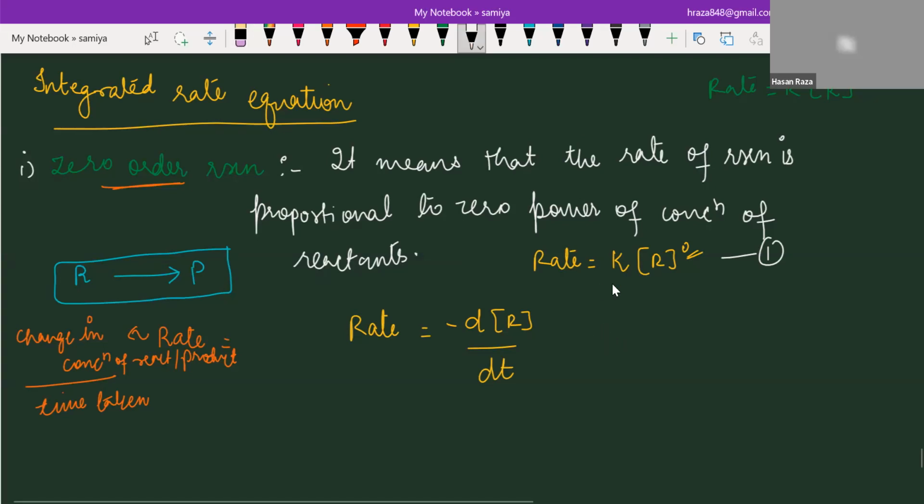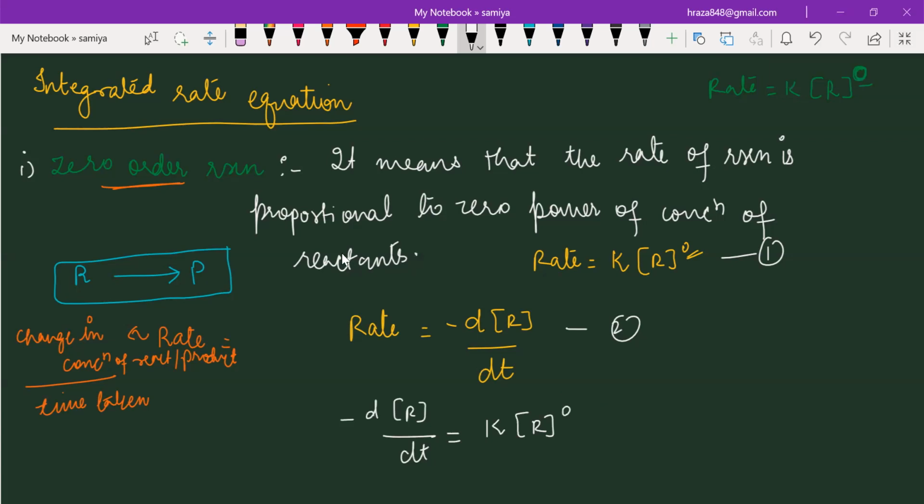Now see, since both are the formula of rate, can I write -d[R] upon dt will be equal to k into [R] raised to the power 0? Can I write this? Yes, sir. Now I'm just going to solve it. Just write it up to this. It's very, very easy.